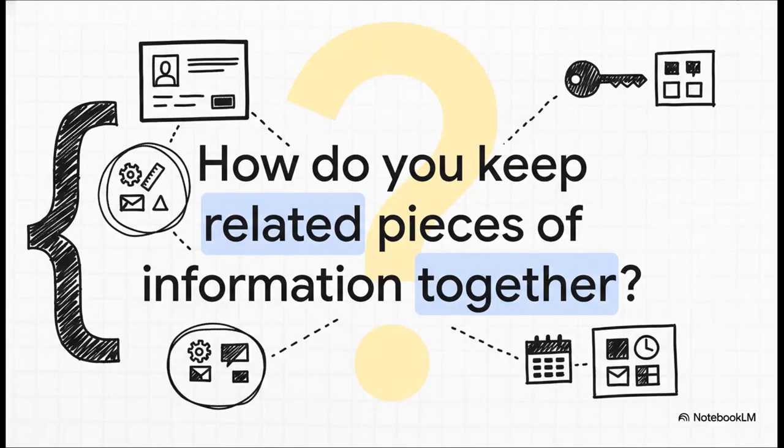But first, think about this for a sec. You've got all these little bits of information that belong together, right? Like a person's contact info or the details of a product. How do you actually group all that stuff so it makes sense and doesn't just become a jumbled mess?